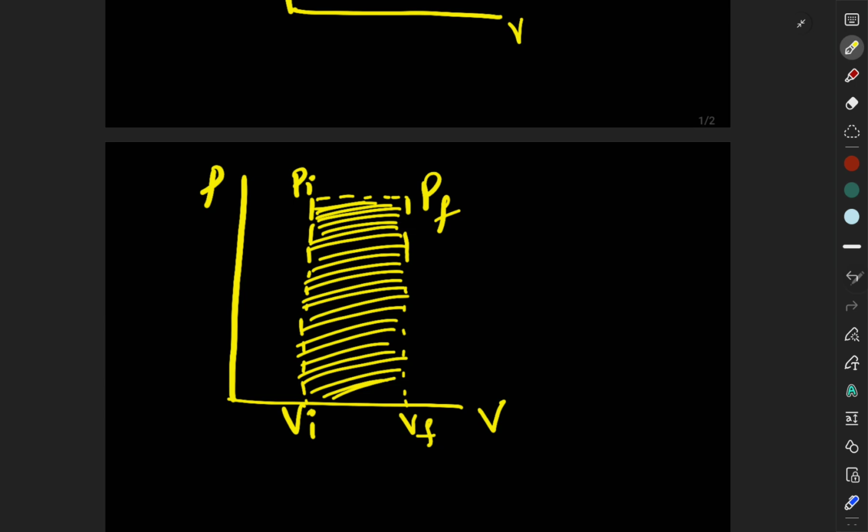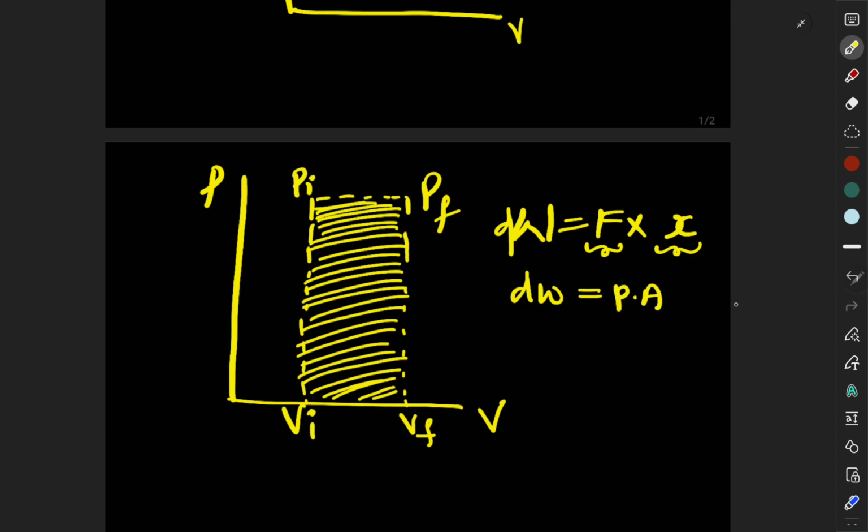Why? The reason why work is equal to area under this curve is because we know W is equal to force into displacement, right? Force into displacement. Let us take displacement as x. Now, for the work done, let us take dW. So dW is equal to the force exerted by the gas and the distance moved. So force formula, we know force formula, right?